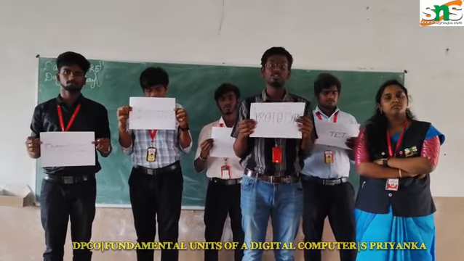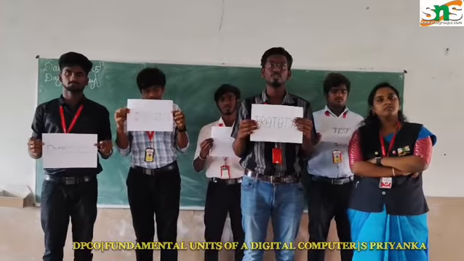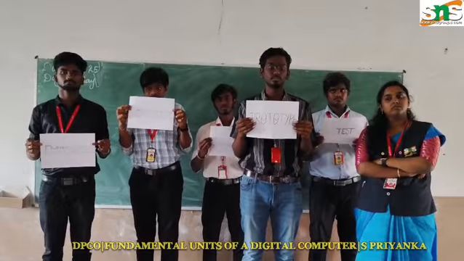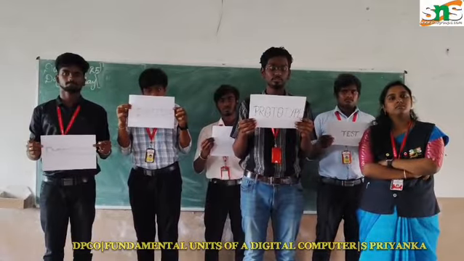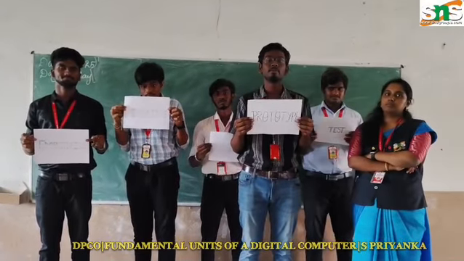Control unit acts like the brain of the computer, controls and coordinates all the other units. It decides the order in which tasks are performed. Output unit shows the final result to the user. Examples: monitor, printer, speaker. Example: how the process works for 2 plus 3.